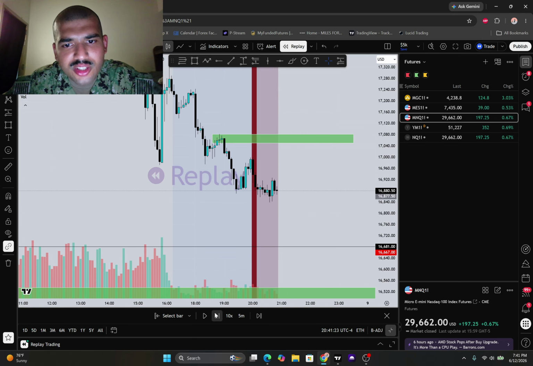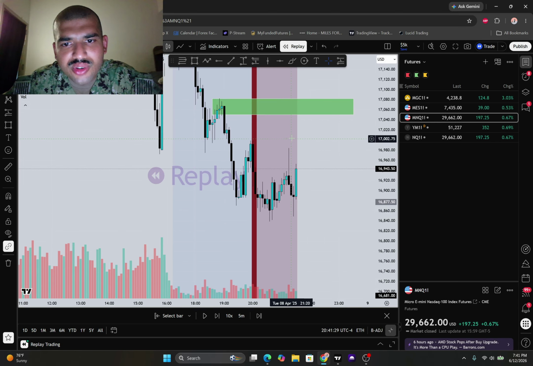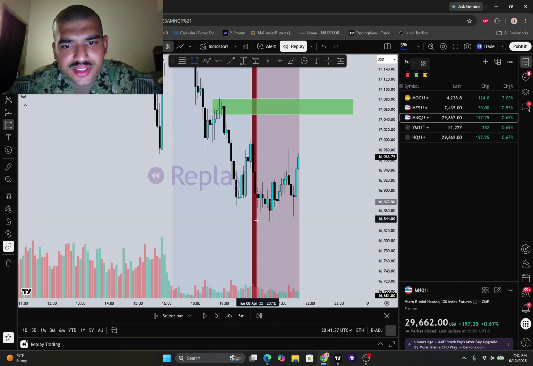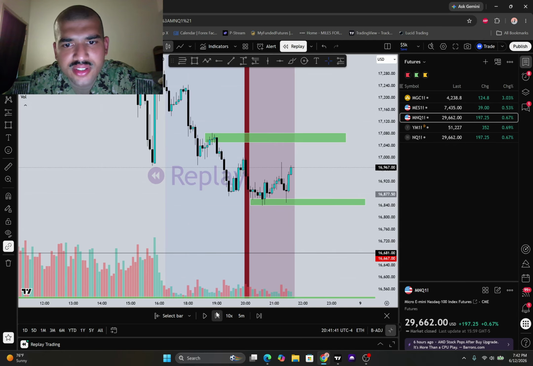Okay, there's a solid pullback. Right here, that's a good entry. That's the rejection. But there's an area of support being formed right here because price is failing to break this area. It tested it 3 times, it didn't break. So let's see what happens.